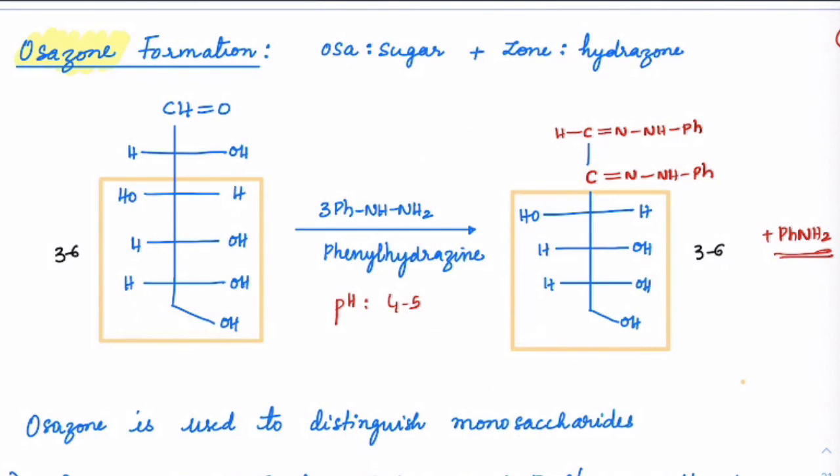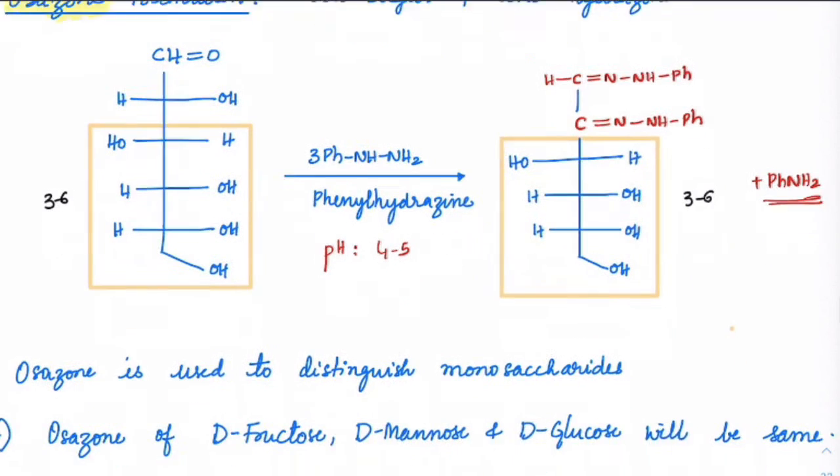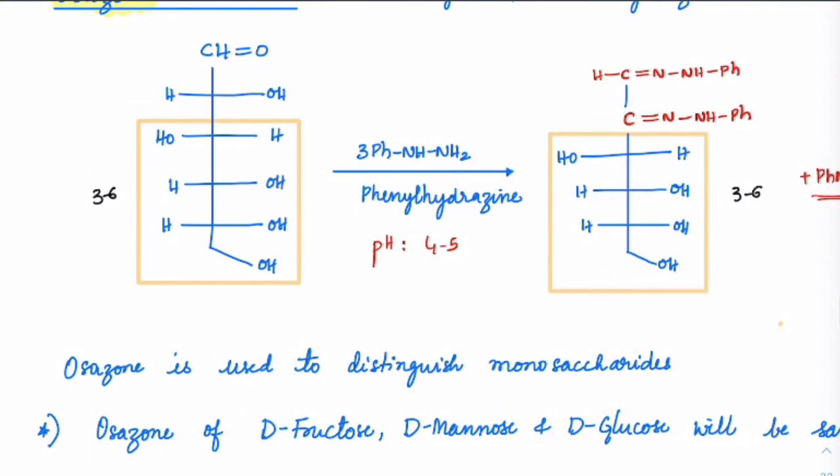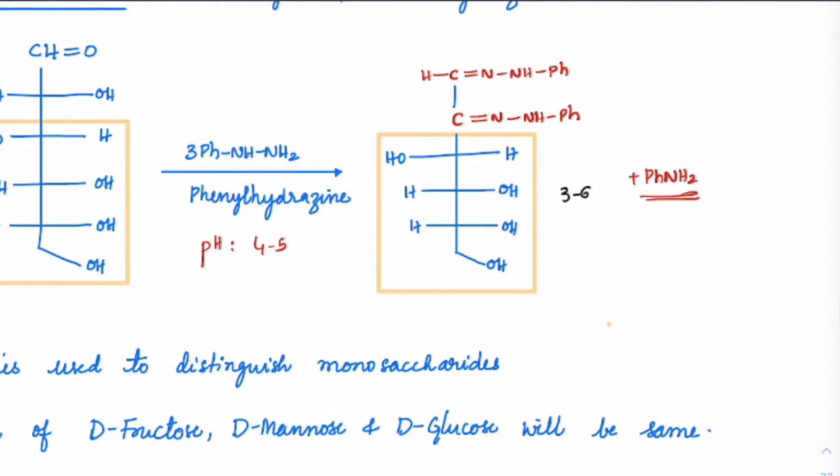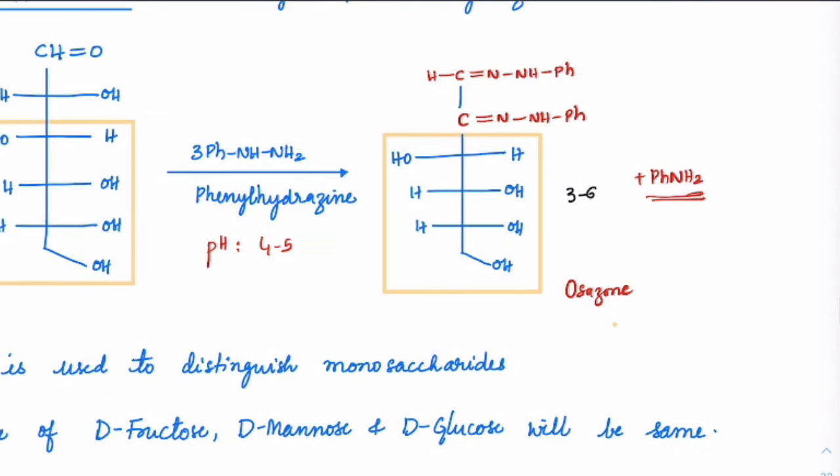Overall reaction could be asked as an objective type question, so check it out. The overall reaction is: if I take 1 mole of glucose and react with 3 moles of phenylhydrazine in slightly acidic medium, I will get this structure plus PhNH2. Now, where is the osazone reaction very useful? See, this osazone is actually a colored precipitate. A colored precipitate is formed.